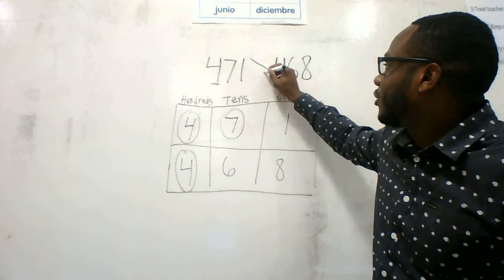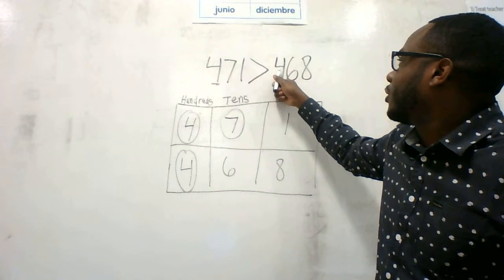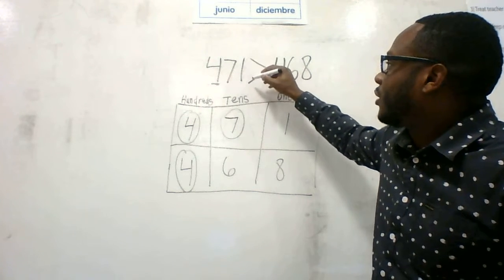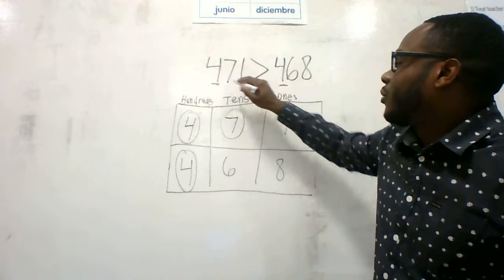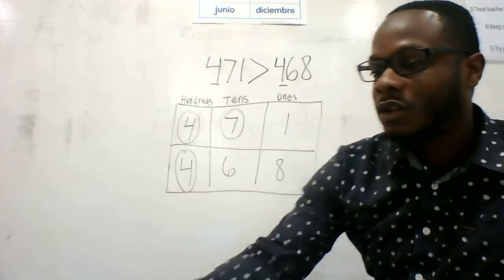So we put the greater than sign with the small end going to the smaller number, which is 468. And the opening, the mouth that's opening, goes to the greater number, which is 471. So 471 is greater than 468.